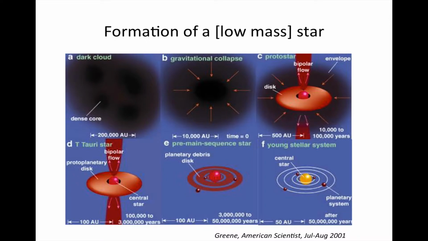So here's a cartoon that shows the formation of a low mass star. We have a big dark cloud with a dense core in it, and we're going to zoom in on one of these cores. So the length scale here is huge, and AU, remember, is the distance between the Earth and the Sun. So the distance scale here is like 200,000 astronomical units, or AUs. We're going to zoom in on just one of those cores. One of those cores has a length scale of 10 or 20,000 AU, and we're going to start the clock.